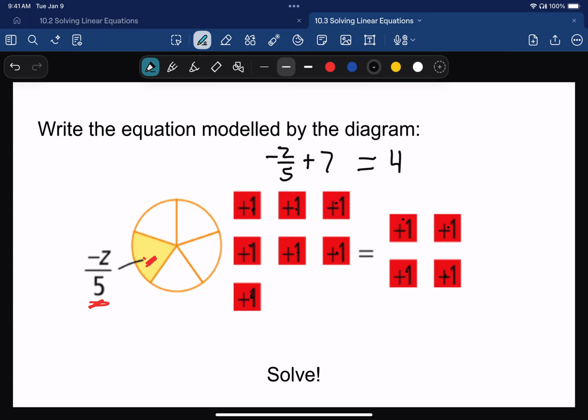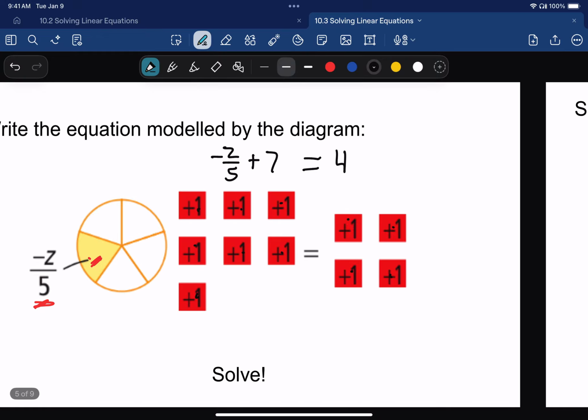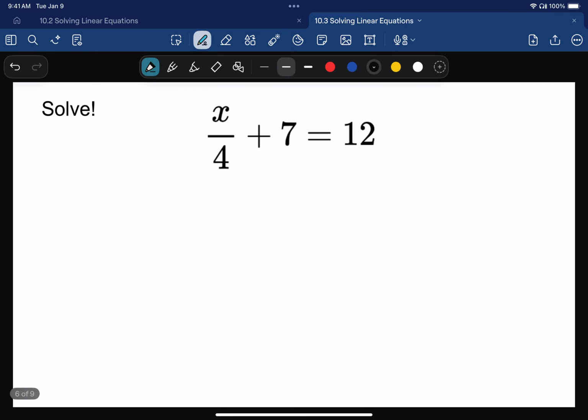So that's the most important part about these models: knowing how to transfer them into the equation and vice versa, how to go there and back. So this is how we do that. We've been doing lots of practice with that. So I want to show you guys now how to solve the equations. So let's look at this one.